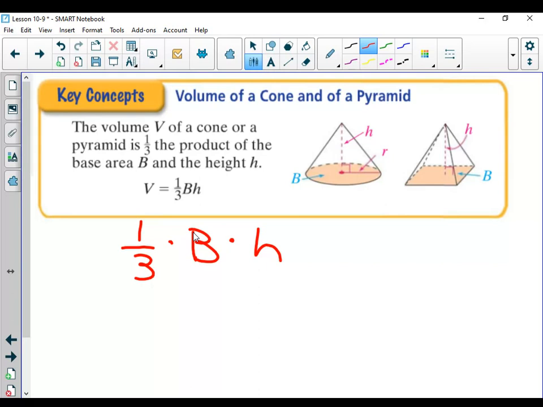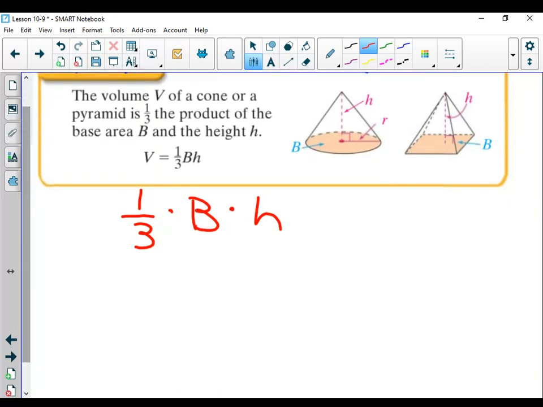But what is the base of the cone? It's going to have radius in it, times 3.14. So the base of the cone is a circle. So Pete is telling us we need to use radius and pi.